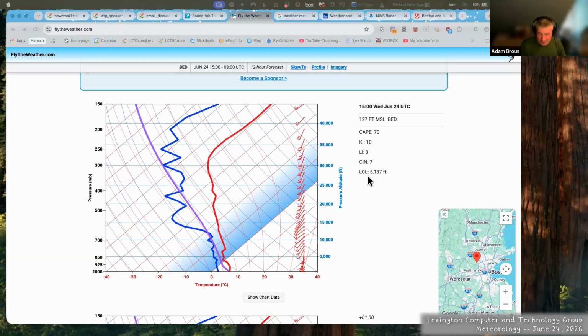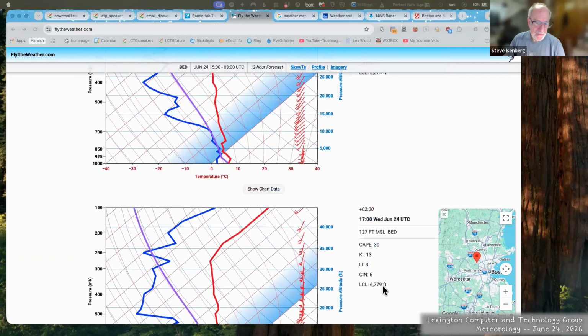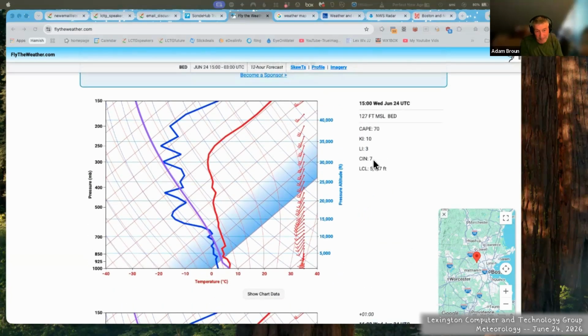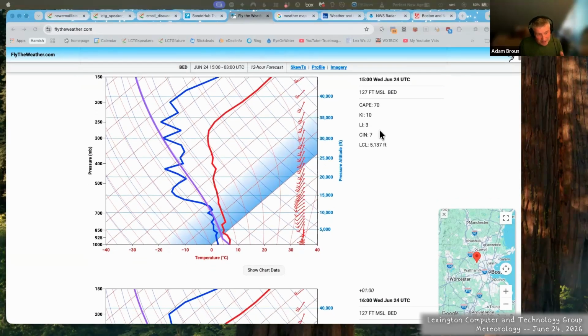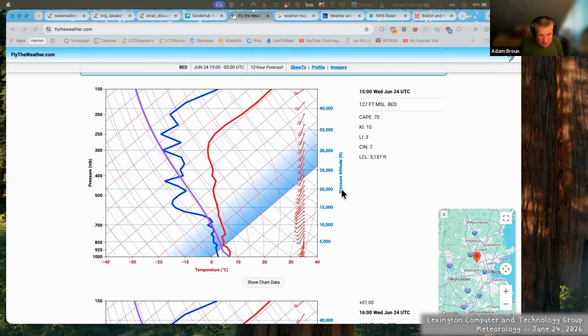It's called the lifted condensation level. And so it's going up. And it's going up. So the clouds should get a little bit higher as the day goes on. We can also see we've got a cape of 70, so that's very low. So no chance of storms today. So this looks like a nice sunny day with some puffy clouds that will gradually disperse during the day.